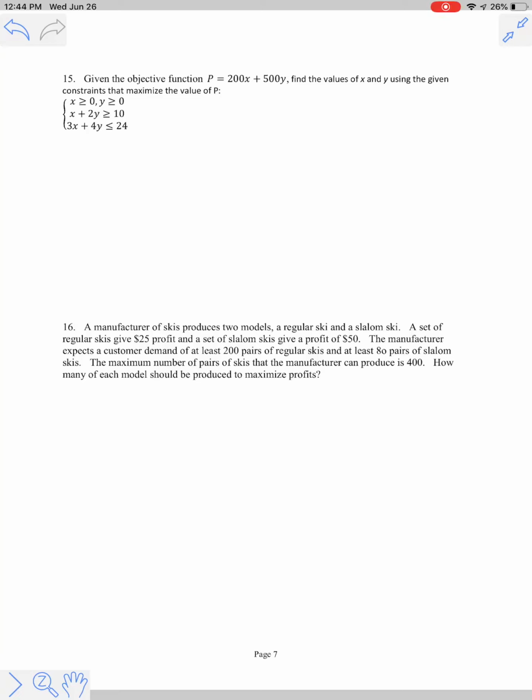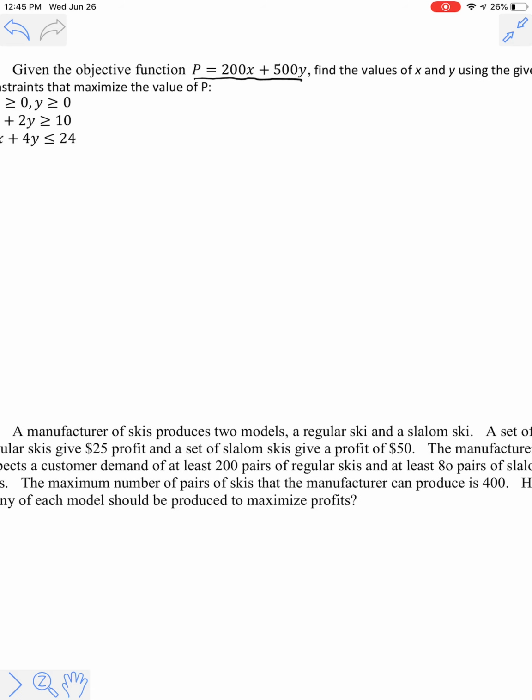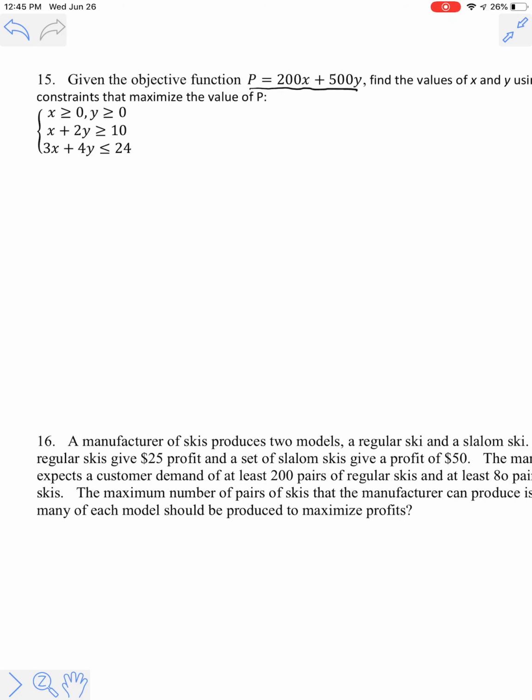Alright, these last two questions are from section 5.6, which is linear programming. Linear programming, the main point is given some kind of objective function where we're going to find a maximum or a minimum value based on a graph of linear inequalities, and then the vertices, the boundary regions of this shaded region, become the vertices that we plug in and maximize or minimize that objective function for x and y.